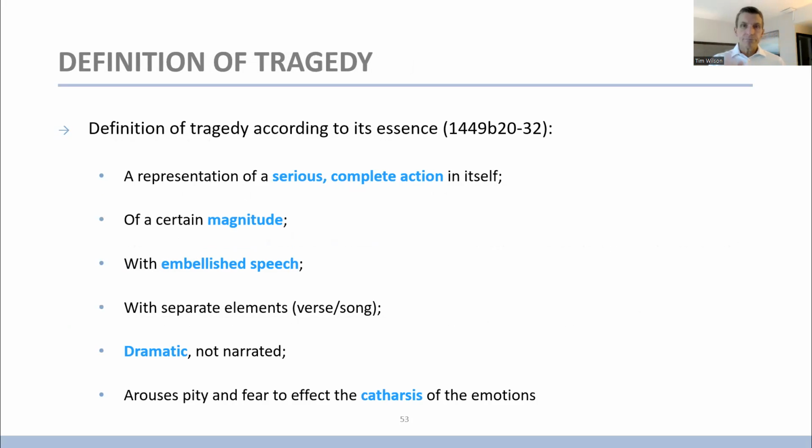And he comes to the following, I'd say, to summarize his essential definition of tragedy: a representation of a serious, complete action in itself of a certain magnitude with embellished speech. So it's not prose, it's not, let's say, ordinary run-of-the-day speech, with separate elements, verse and song, dramatic, not narrated. Again, not prose, it's not a novel. Arouses pity and fear to affect the catharsis of those emotions. So we'll talk about that in a second.